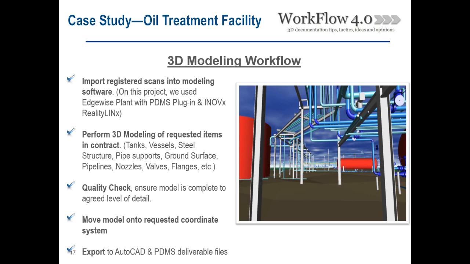As we're going through the modeling, we would do quality checks and make sure that everything that was requested was modeled. We would go into the software and compare the model to the point cloud and make sure that things were done correctly. Once we were finished, we moved the model onto the coordinate system so that we could export that into AutoCAD and PDMS formats. If you are a PDMS user, you know PDMS has an issue with very large numbers. So the coordinate system model was actually for AutoCAD, and we kept the PDMS model on an offset so that it didn't have issues with the large numbers.